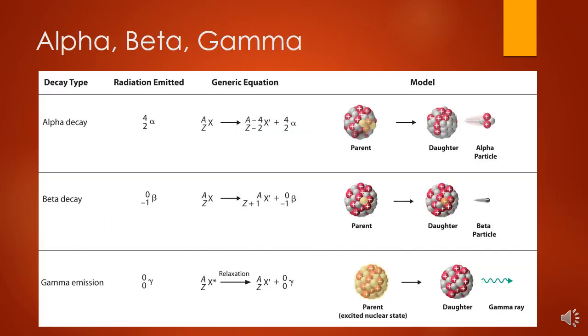So here's just a review of all 3 of them together. Alpha, you lose 2 protons. Beta, you gain a proton. And gamma, proton stays the same.